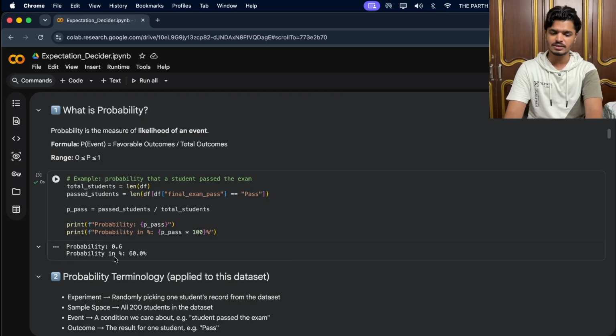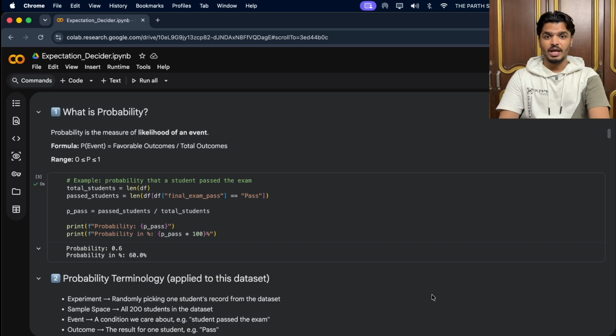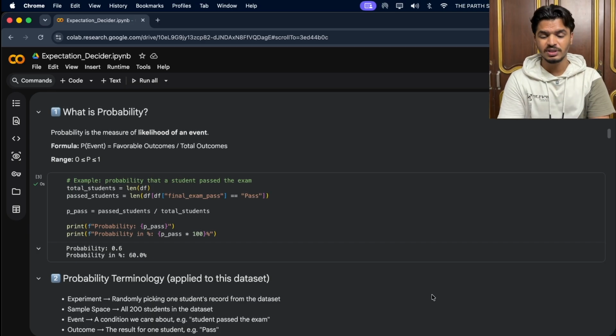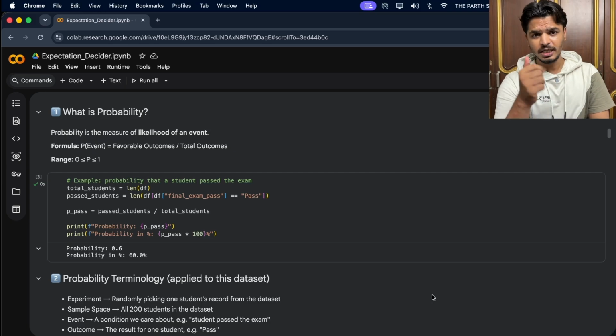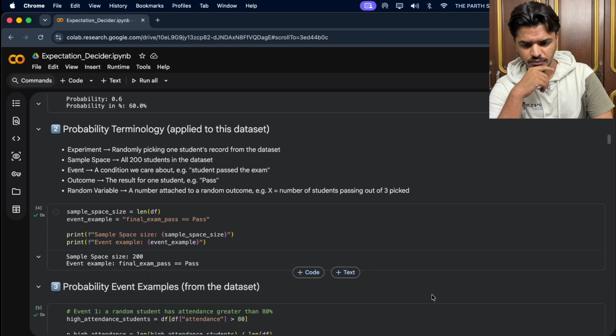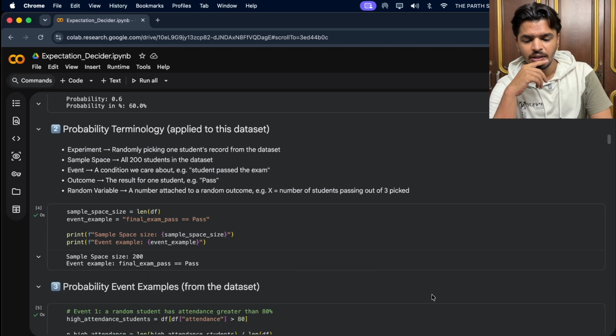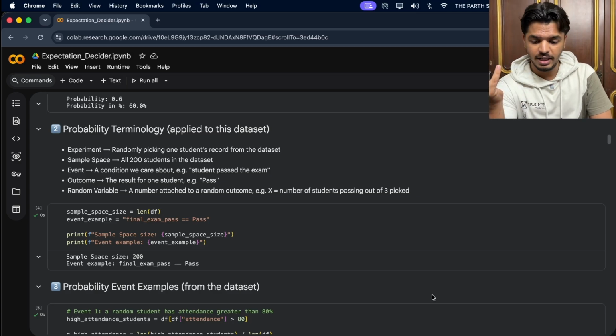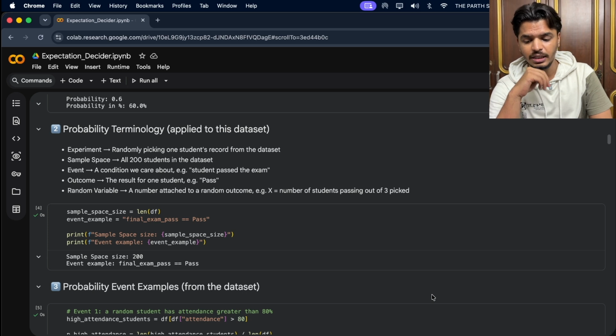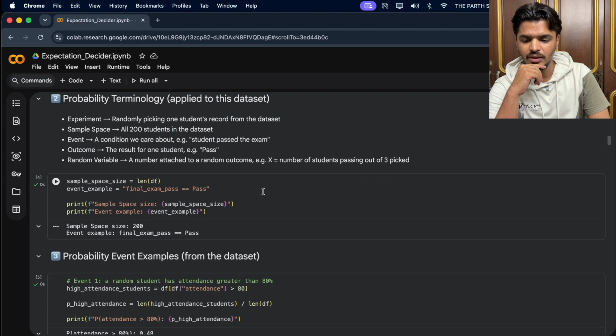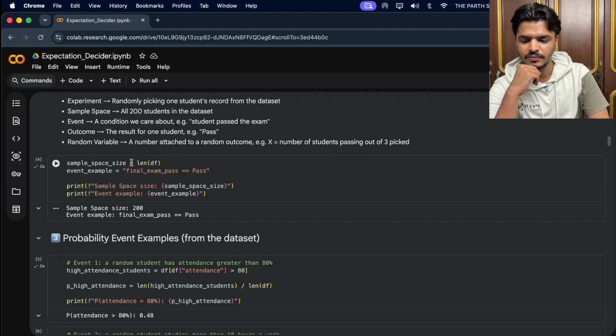and we can change it into a percentage, which comes to 60%. Next, I mapped the standard probability vocabulary to this exact dataset. Experiment is picking one student's actual record. Sample space is all 200 students. An event is a condition, like passed the exam. An outcome is one student's actual result, and the random variable is a number attached to a random pick. So it's not abstract theory, it's tied to something concrete. Here we can see the whole code of this.